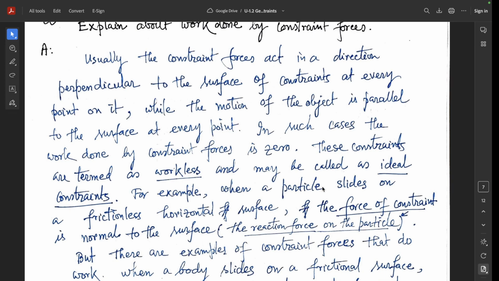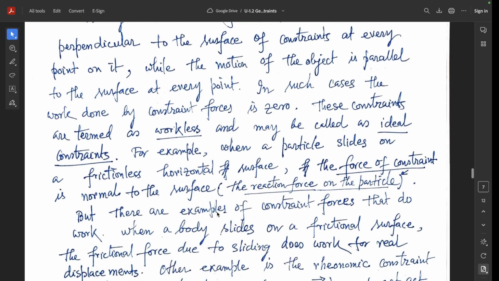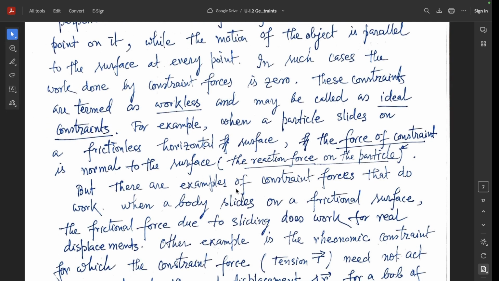For example, when a particle slides on a frictionless horizontal surface, the force of constraint is normal to the surface. What is the force of constraint here? The reaction force on the particle from this frictionless surface. But there are examples of constraint forces that do work. For example, when a body slides on a frictional surface, the frictional force due to sliding does work for real displacement.